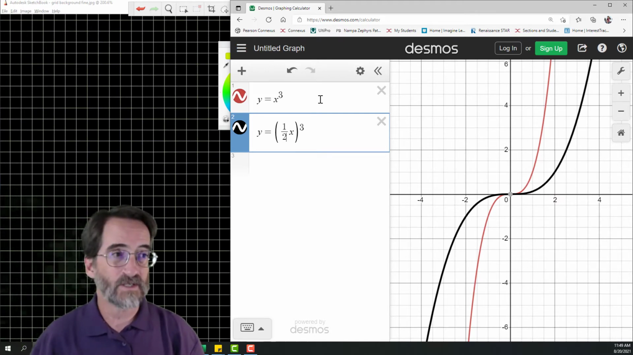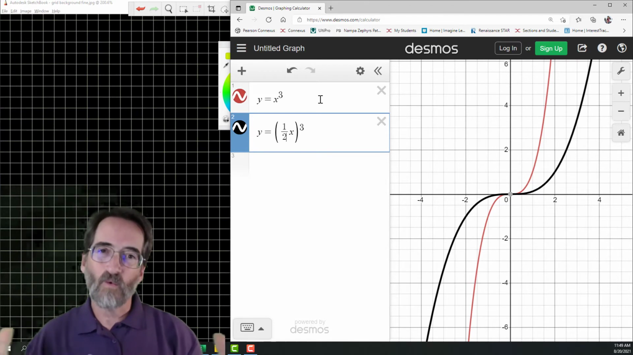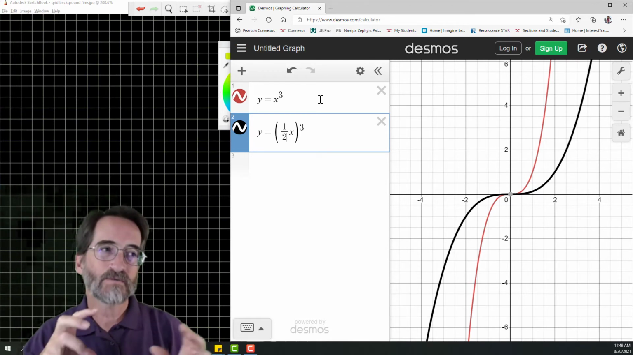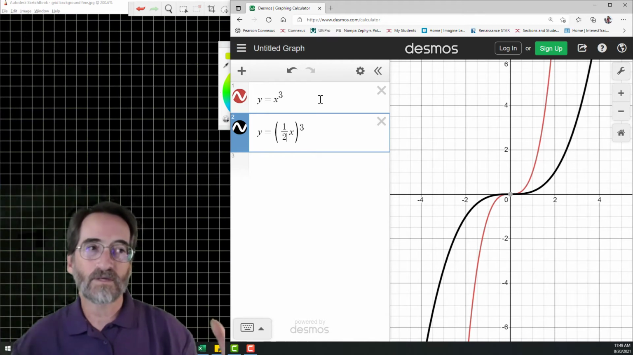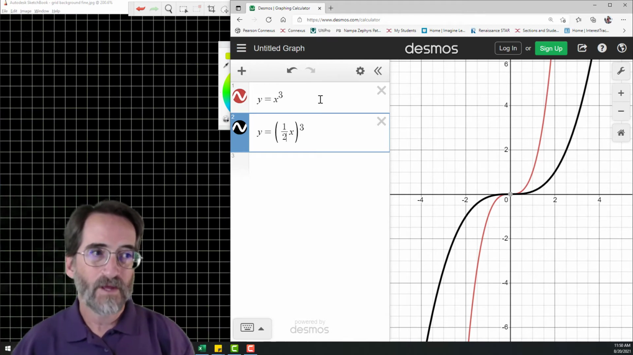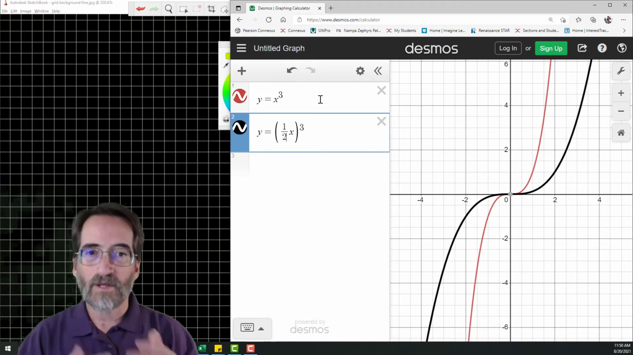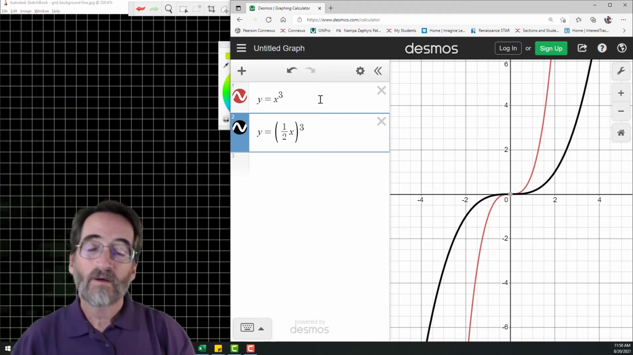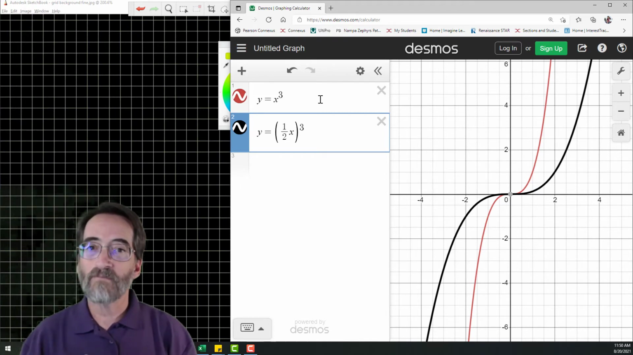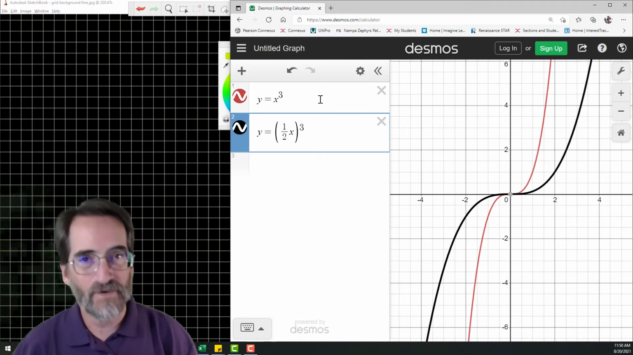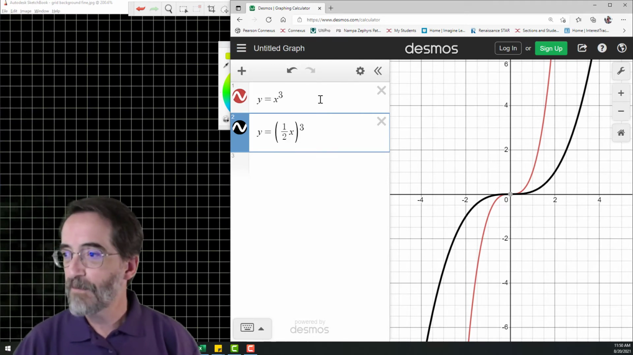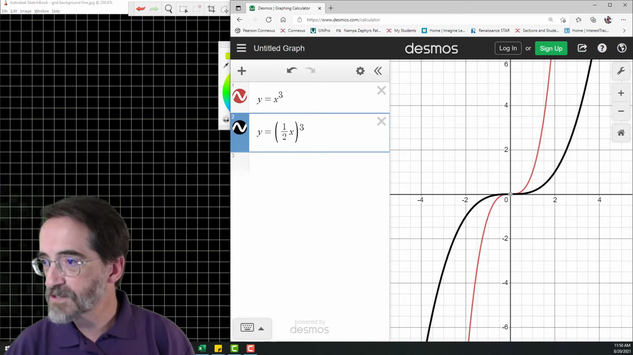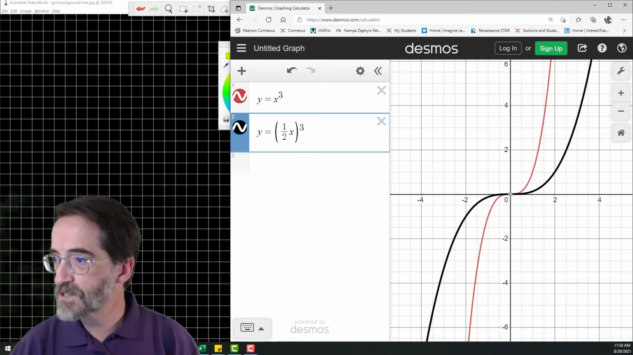Hopefully that makes sense. So when you want to affect the width of a function, you need to make modifications to the independent variable x, not to the entire function. Okay? So put parentheses around the x, put your multiplier in there. Remember, it's oppositesville. If you want to make it wider, you actually have to divide, or multiply by the reciprocal of the number. Okay.